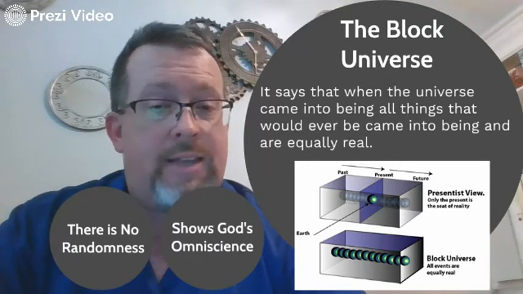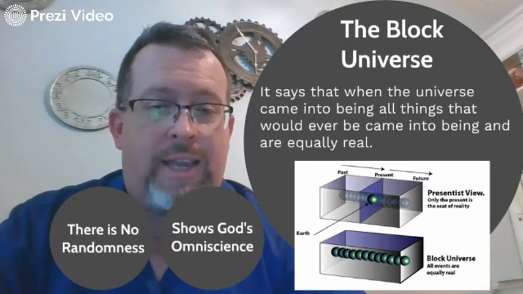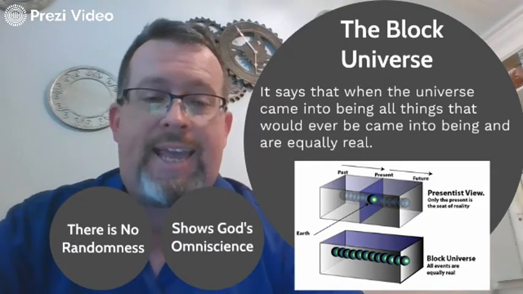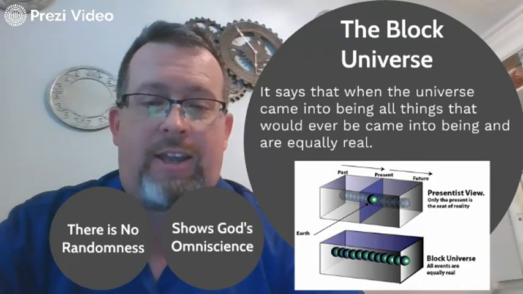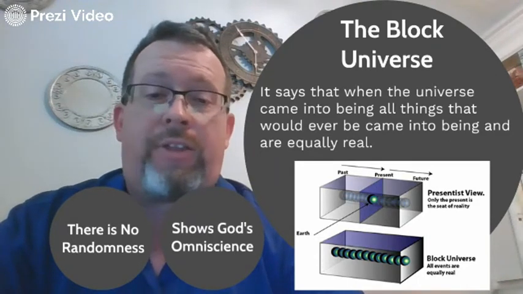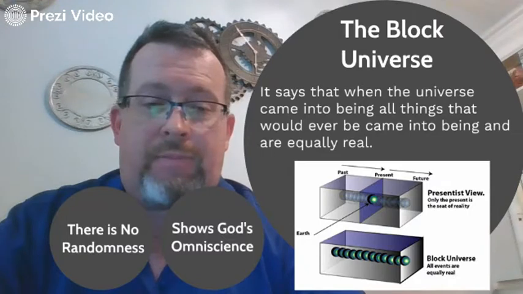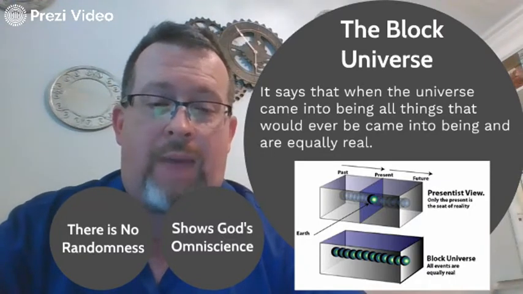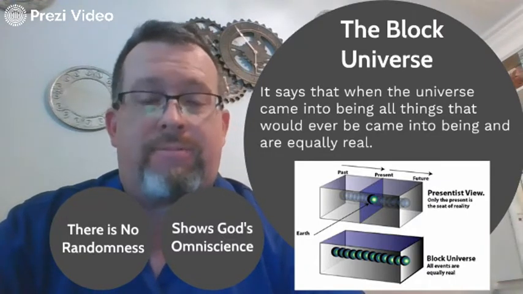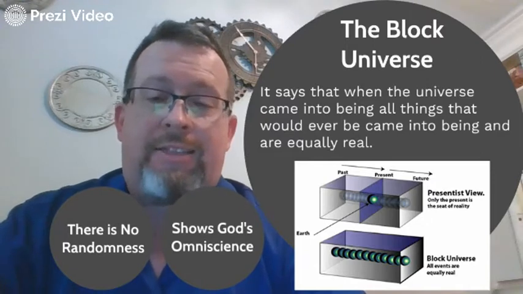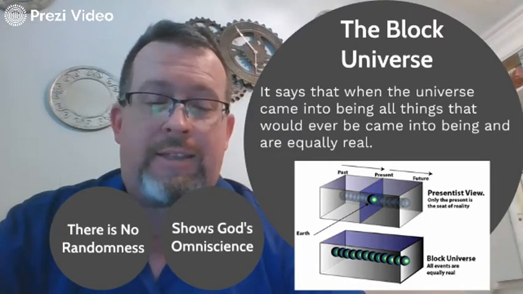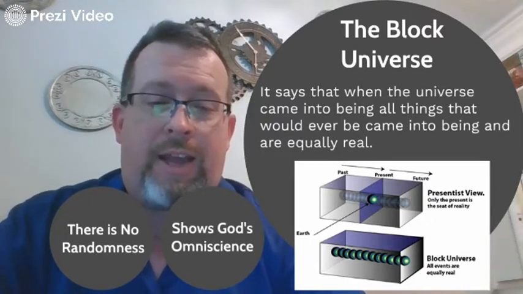God, however, is outside of space and time. And so He gets to see the block universe. He gets to see everything, all things all at once. It's inconceivable for us how that would happen, but the theory of relativity says that this should be possible. That this is open for possibility.